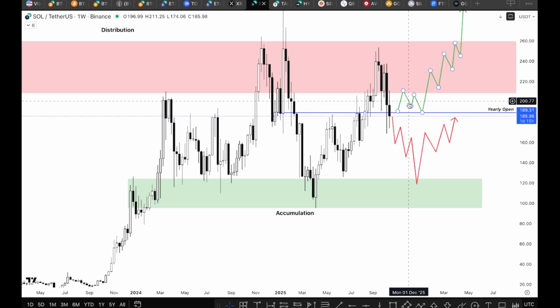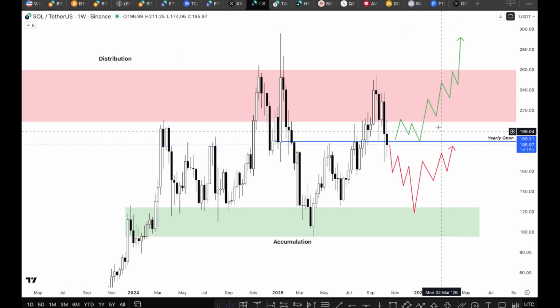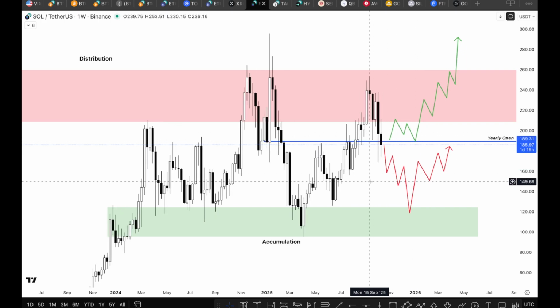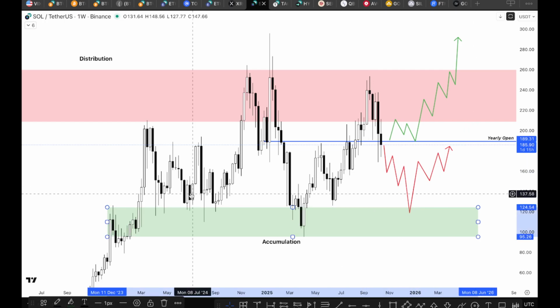But of course, get above the yearly open, then we're looking at bulls being in control again, and potentially we're just building bullish structure on Solana. So that's the simple view. Yes, this is a low zone from current price, but it's the last area where they really did accumulate.